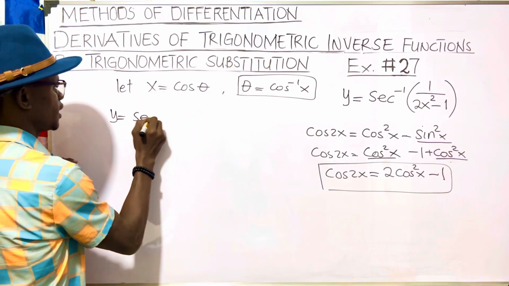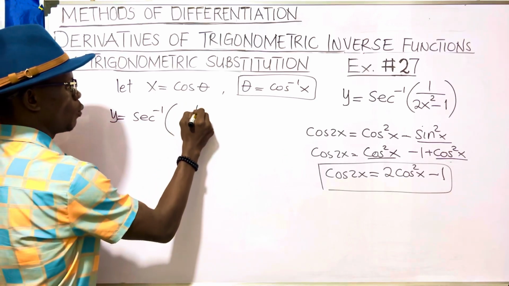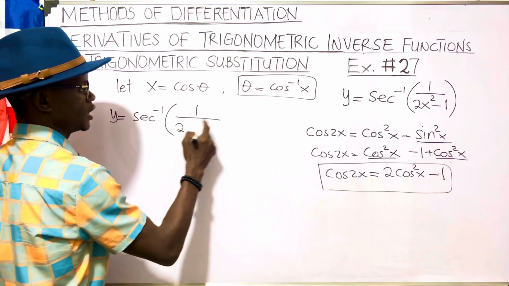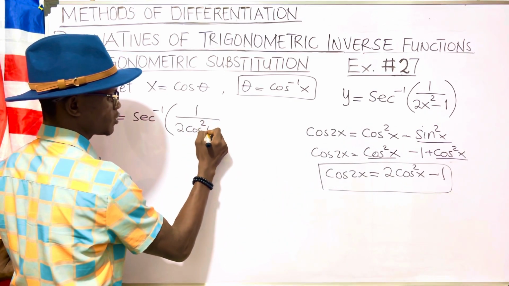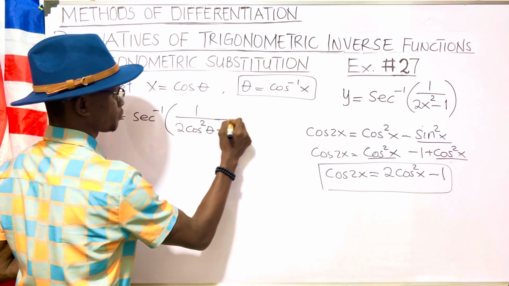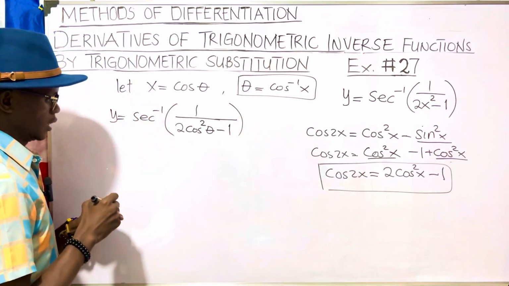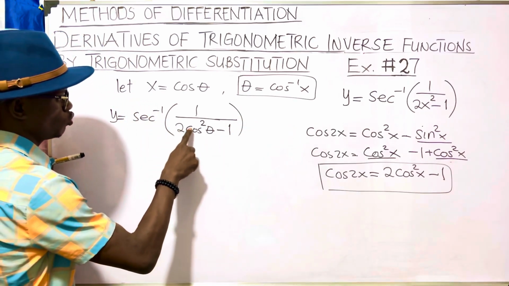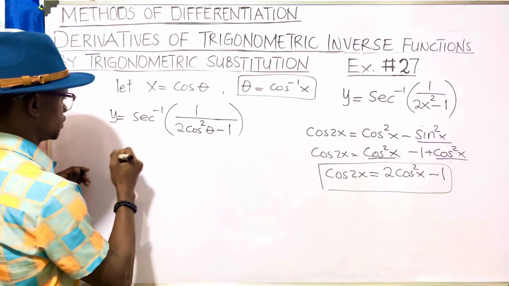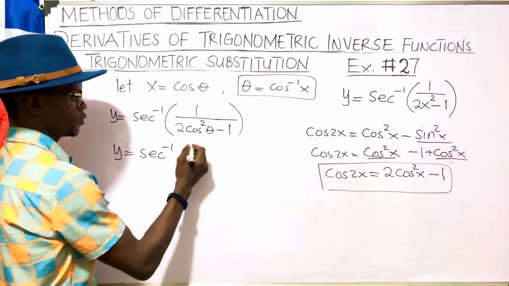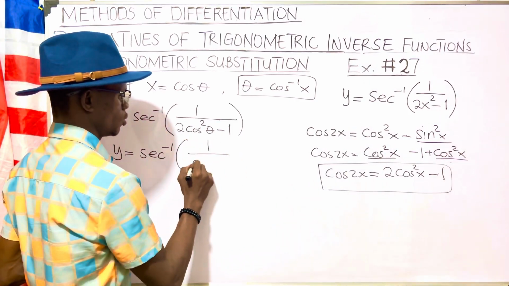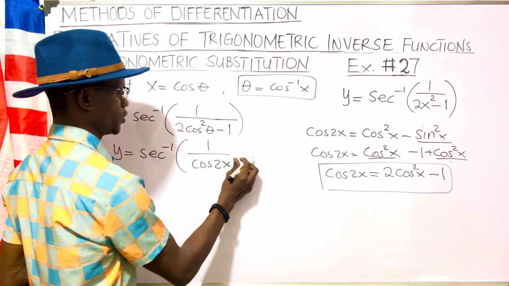y equals secant inverse of 1 all over 2. Now the x is cos of theta, but since x is squared, we square cos of theta, minus 1. Now 2 cos squared theta minus 1 is just equal to cos of 2 theta.